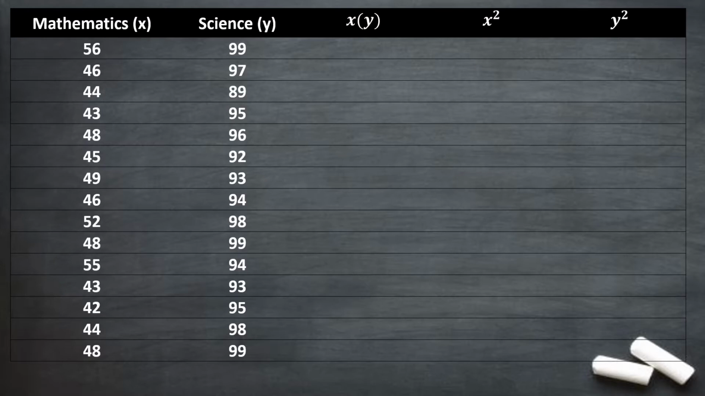So for the first row, we have 56 times 99. The answer is 5,544. Next row, we have 46 multiplied by 97. The answer is 4,462. Third row, we have 44 times 89 and the answer is 3,916. Multiplying the numerical values in the x column by the y column, the remaining values will be this one.